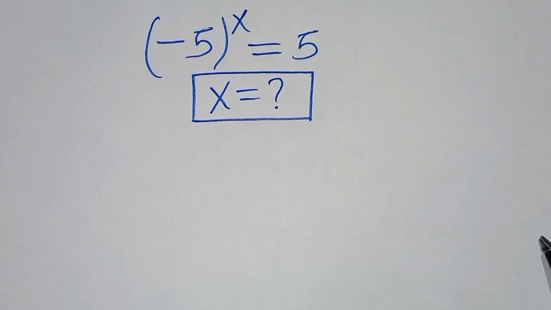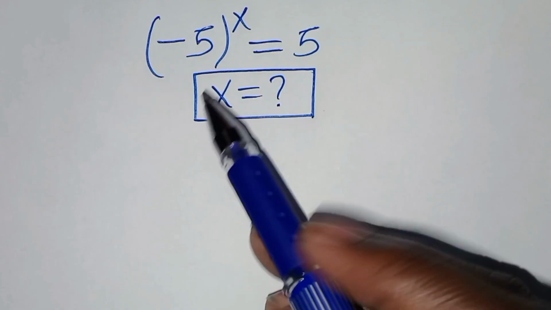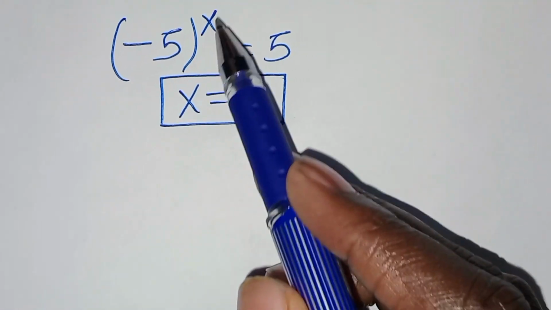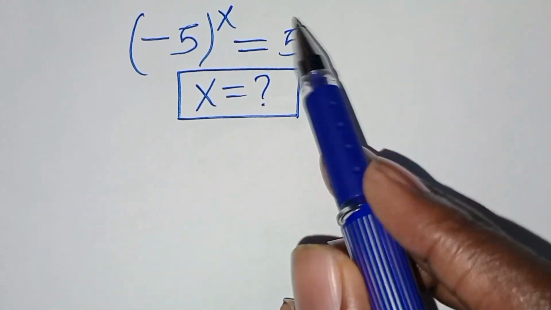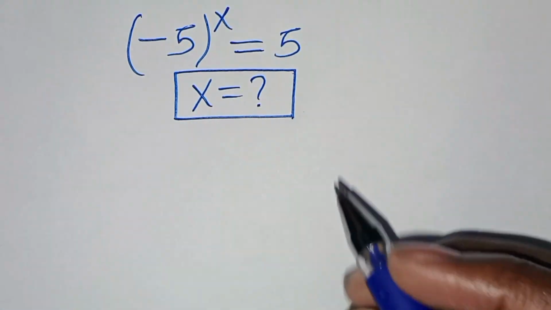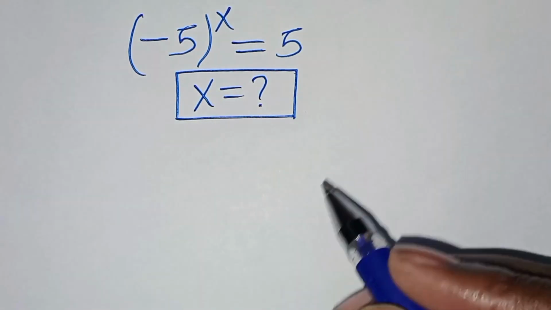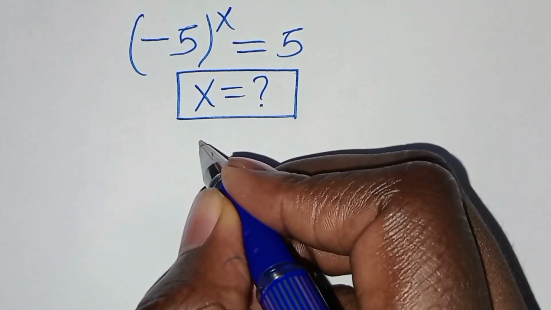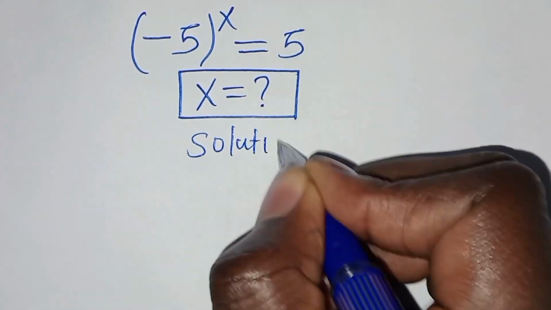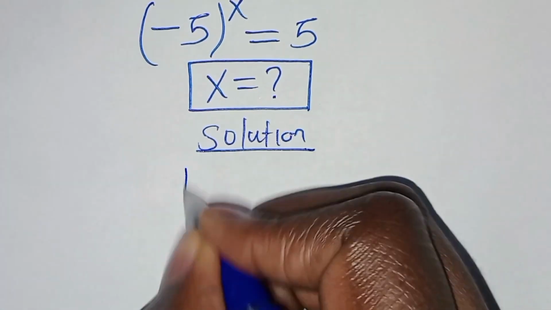Hello everyone, you're welcome to solve this nice algebra problem which is (-5)^x = 5. So what is the value of x? To solve for the value of x here, we are going to apply two methods. Let's provide a solution here. Let's start with method 1.